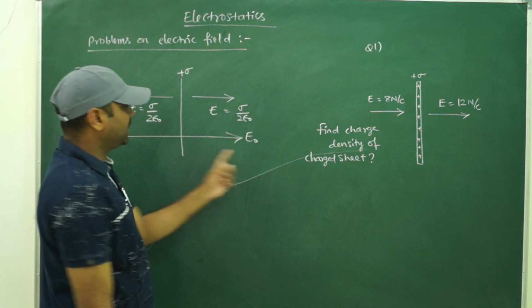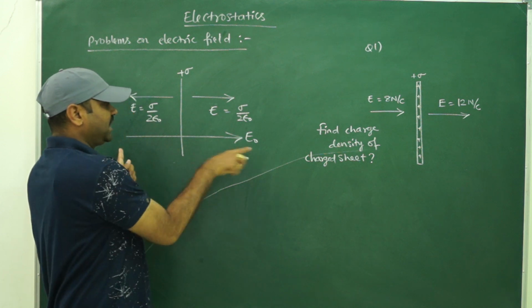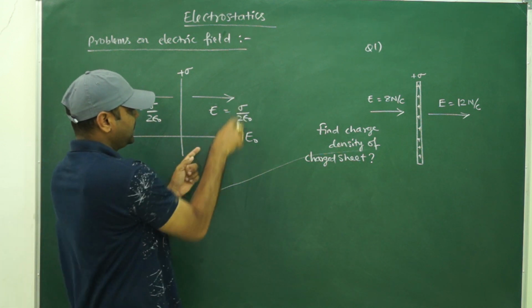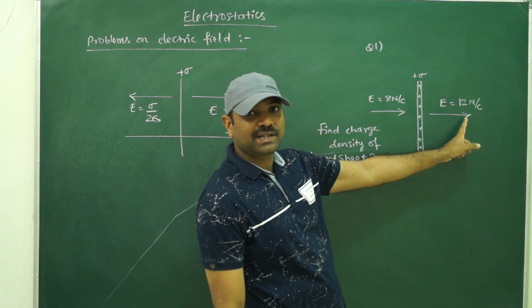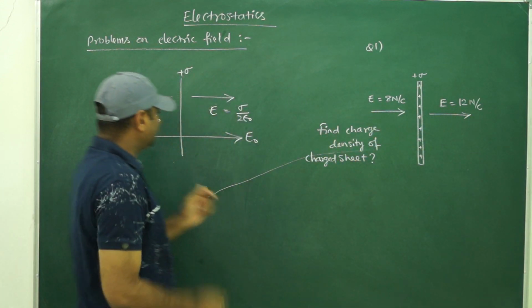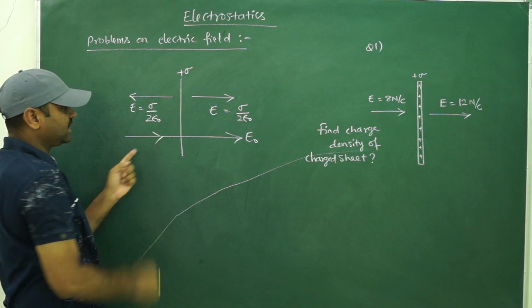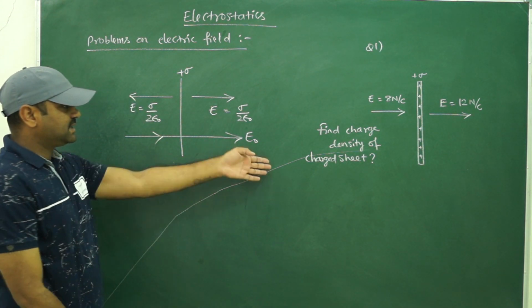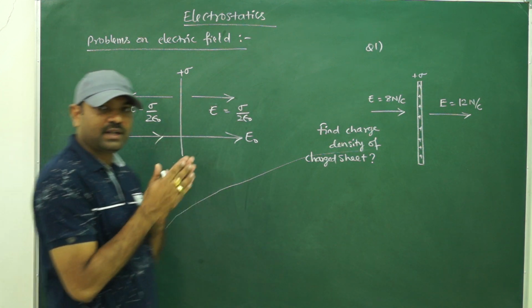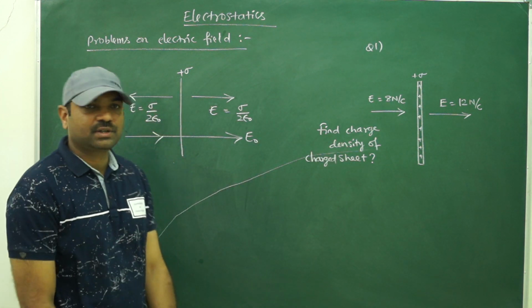That external field I am taking as E naught. Why am I taking it in this direction? Because on the right side, both the fields will be added, so the field value is increased. Whereas on the left side, the fields are opposite, so the field value will decrease. Right side increases, left side decreases. That's why I have taken the external field towards the right.